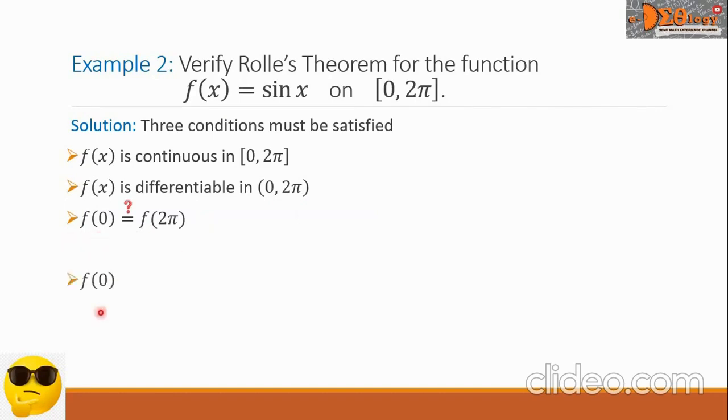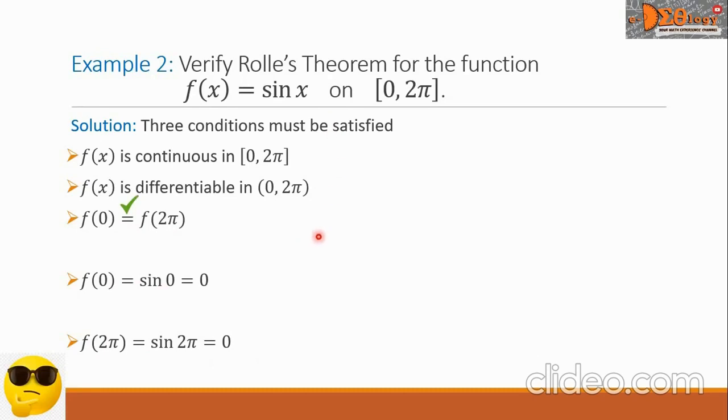Starting from f of 0, we have now sine 0, and the value here becomes 0. Next, for the f of 2 pi, we have now sine 2 pi. And this is equal to 0 also. We are able to show here that our f of 0 is equal to f of 2 pi. Now, the three conditions are satisfied.